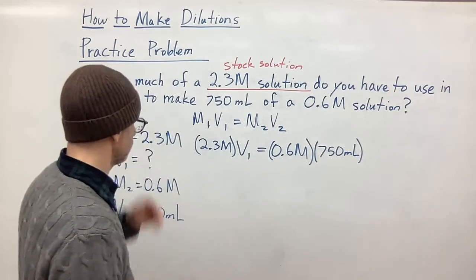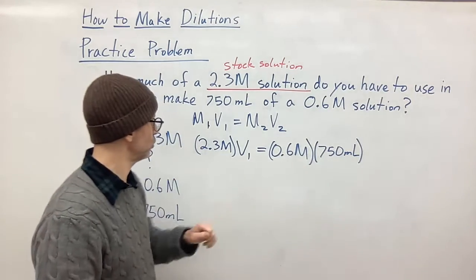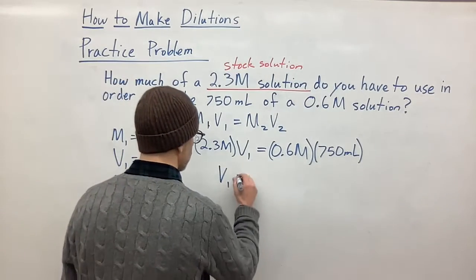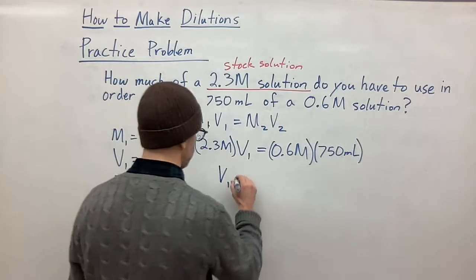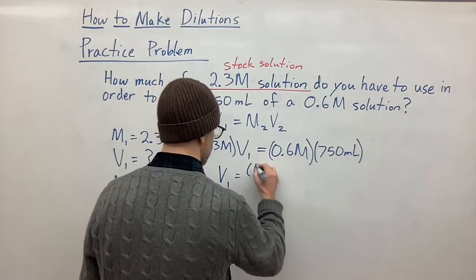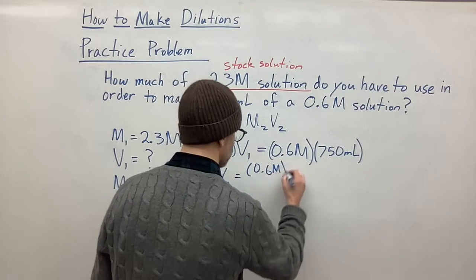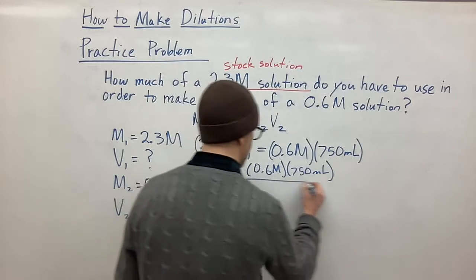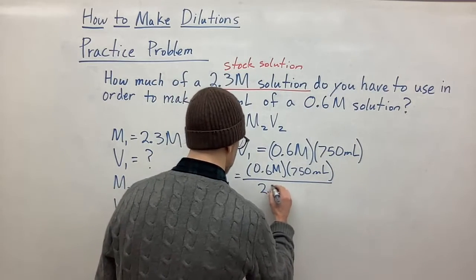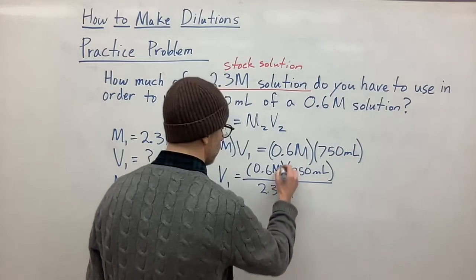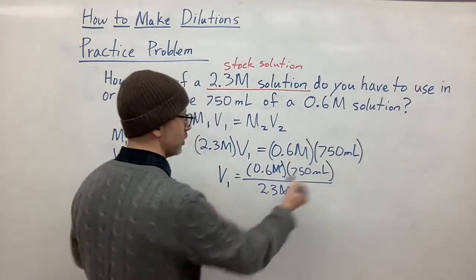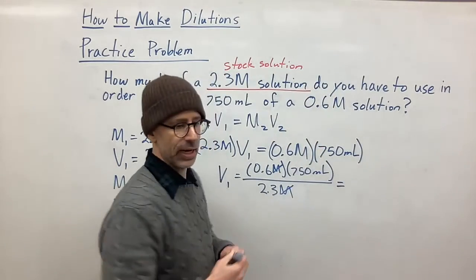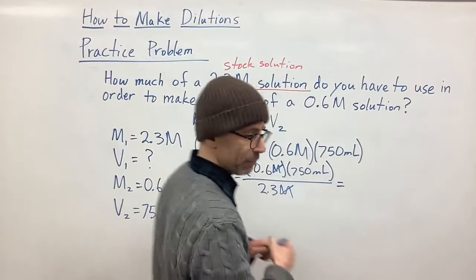Okay, so now we are going to solve this. V1, if we divide both sides by 2.3 molar, becomes 0.6 molar multiplied by 750 milliliters divided by 2.3 molar. So the molar cancels out and we're left with the unit milliliters. When we calculate this out, we'll get milliliters, and my calculation is 195.65.